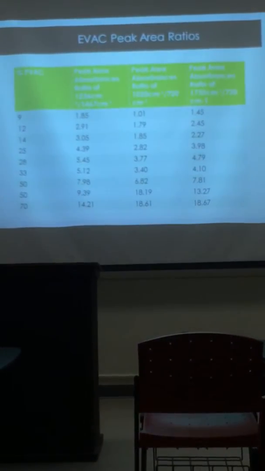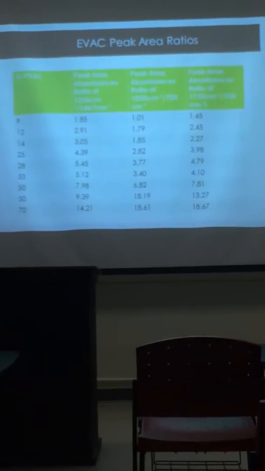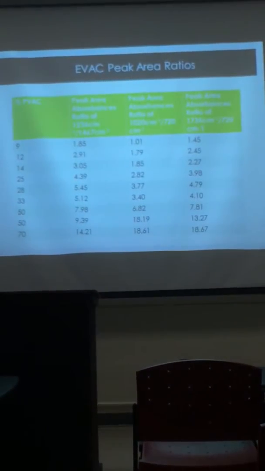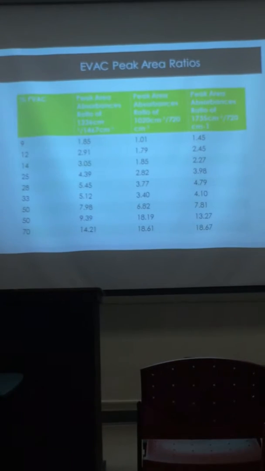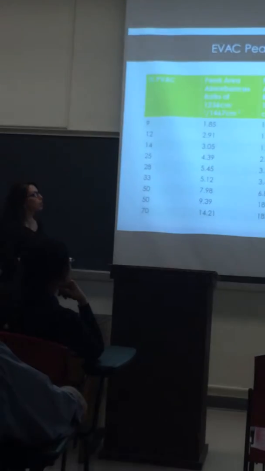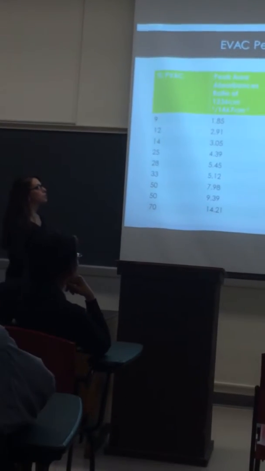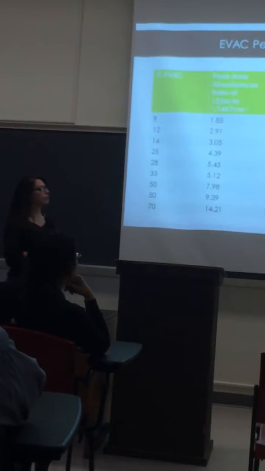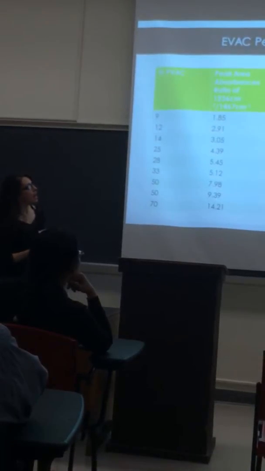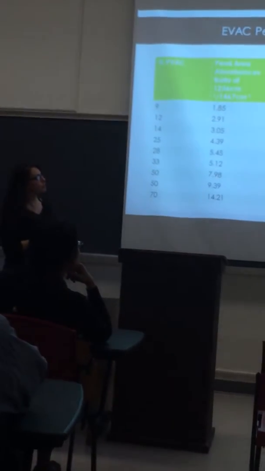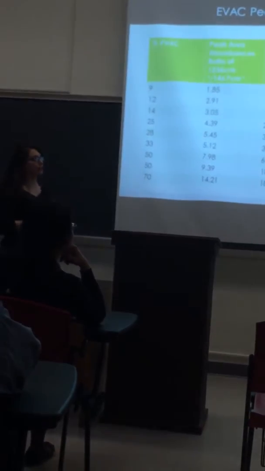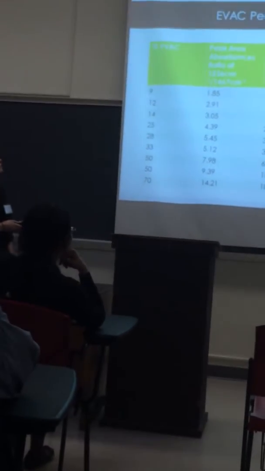So this was the 3 ratios that we looked at originally. Our percent PDAC still stayed the same from 9 to about 70. Our first peak area ratio for the absorbances was 1236 and 1467 reciprocal centimeters. Then we had 1020 and 720 reciprocal centimeters, and 1735 and 720 reciprocal centimeters.